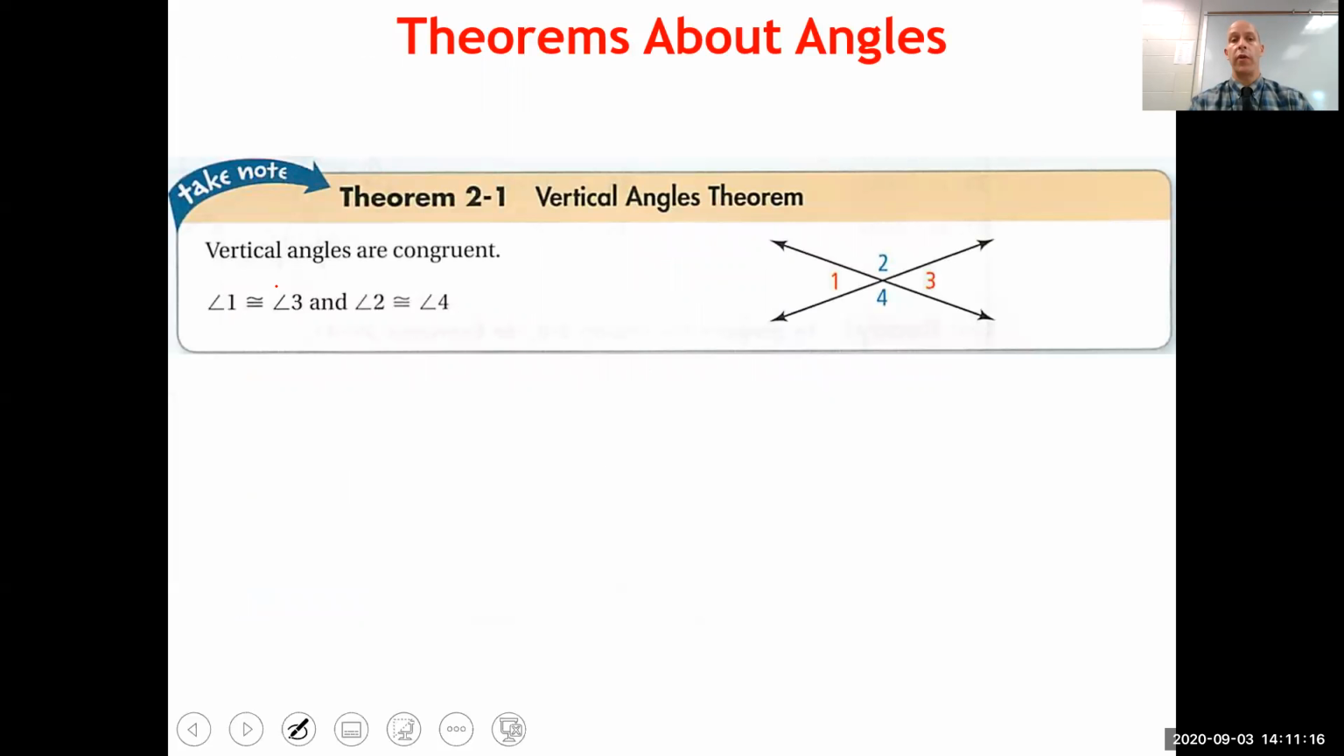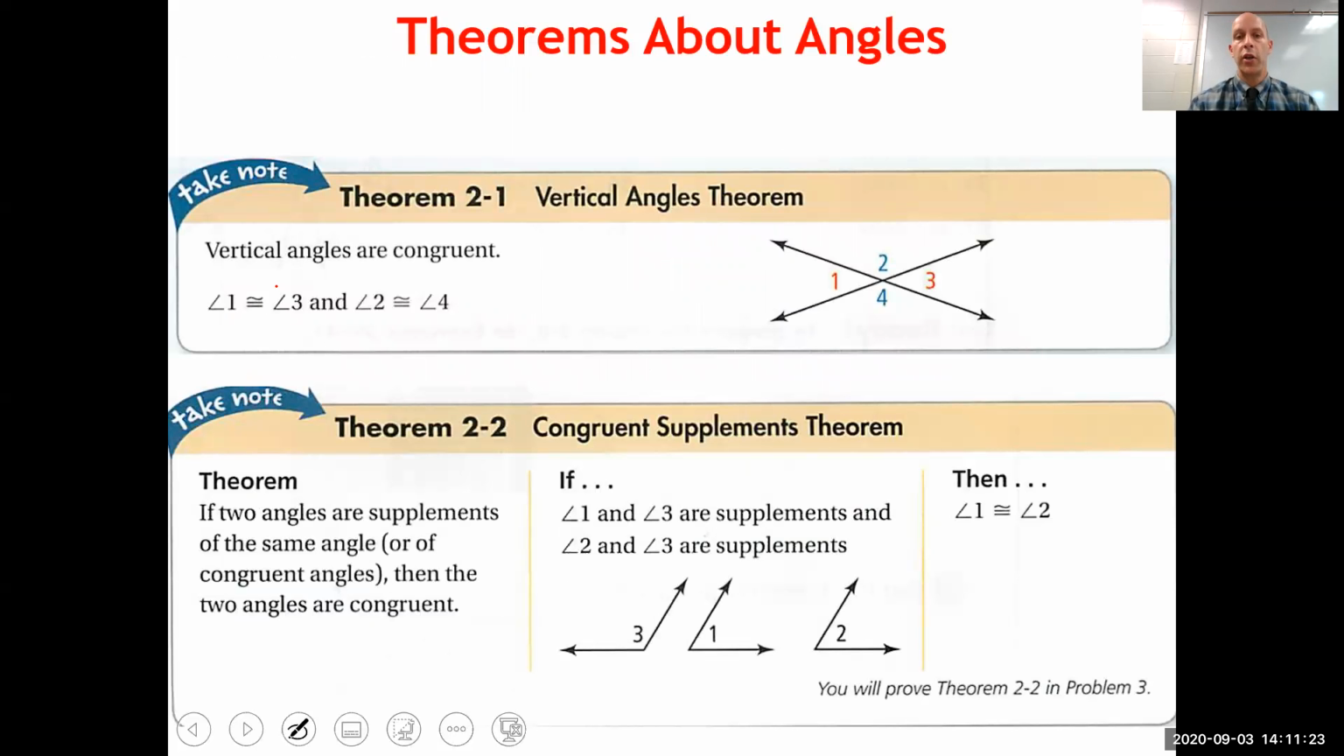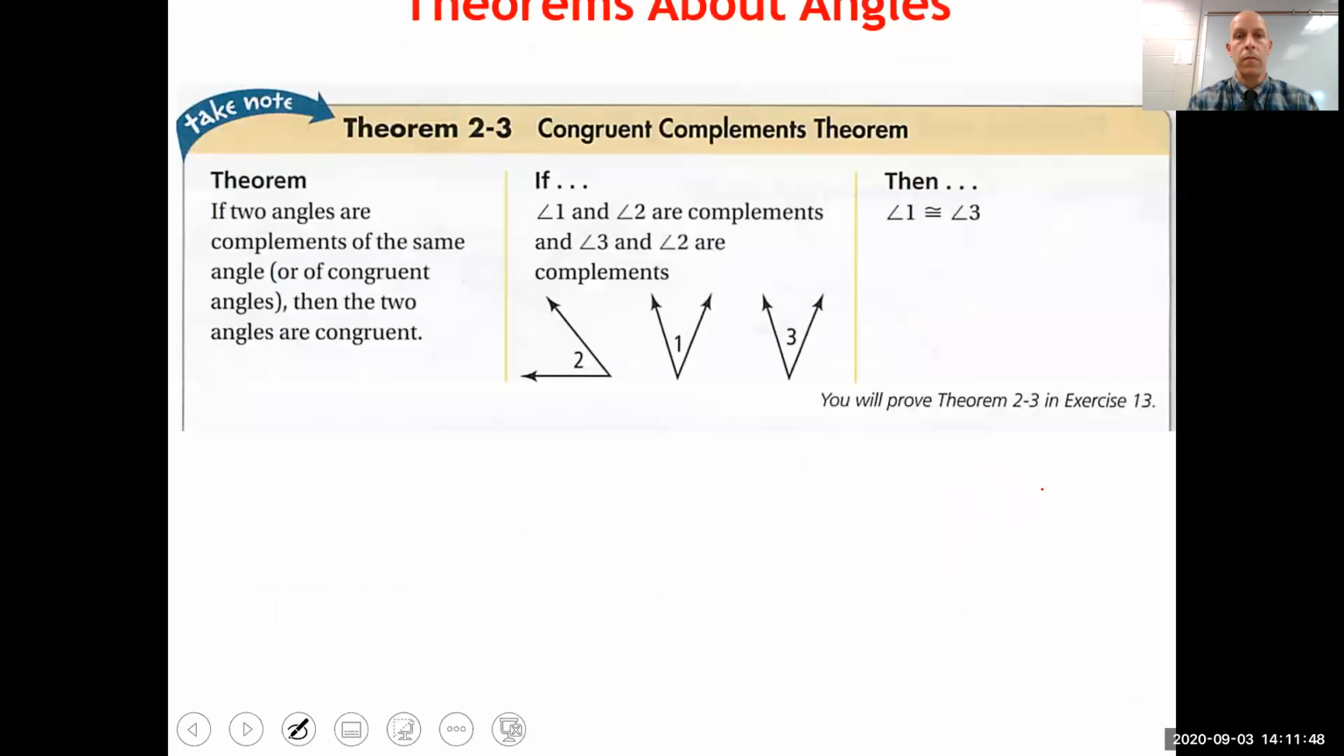Okay, so now I'm going to go through the rest of the theorems of this section. Theorem 2.1, we've already seen. Theorem 2.2 is called the congruent supplements theorem. I'm going to prove this one in a minute, but here's what it says. If angle 3 and angle 1 are supplementary, and angle 3 and angle 2 are supplementary, then you can conclude angle 1 is congruent to angle 2. And like I said, I'm going to do that in just a minute.